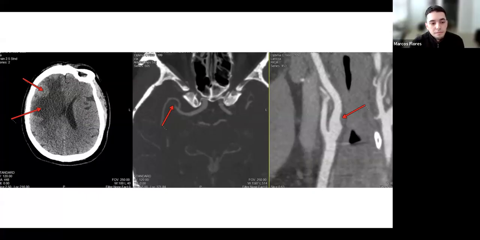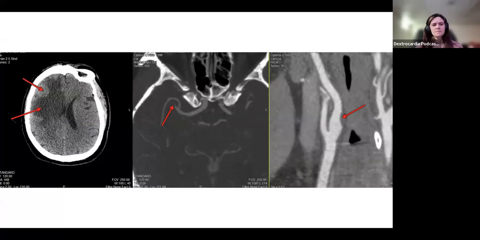Okay. And then this one is a little bit more specific and higher training, but this is the MCA, and we're going into the M1 segment. It's the first segment there, so it's blocking all the other segments of this vessel. So this is an early occlusion, which can be more devastating, from my understanding, because everything else is being blocked off.